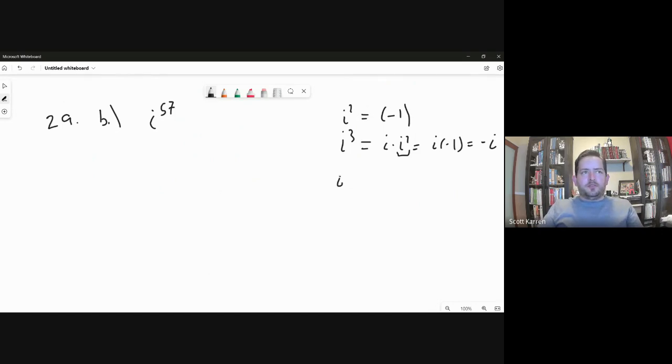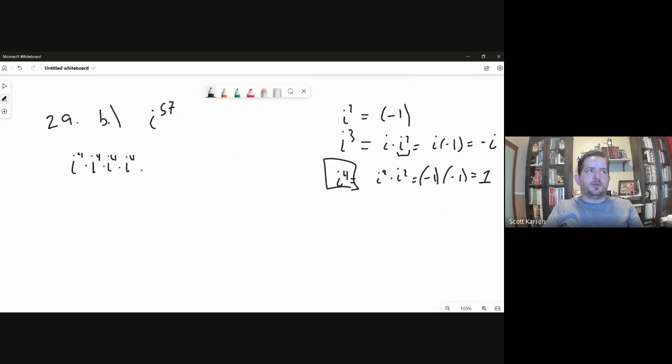But if I get to i to the fourth, that's i squared times i squared. But i squared is negative 1. And so negative 1 times negative 1 is 1 again. Okay? And it's this fact right here, that i to the fourth is going to turn into 1, that means if I have i to the 57th, I can say that that's i to the fourth times i to the fourth times i to the fourth times i to the fourth, however many 4s I can pull out of this.